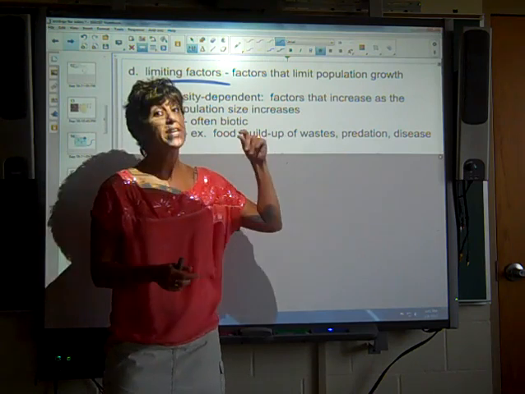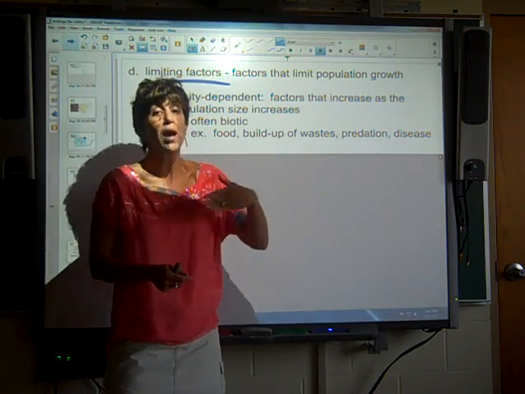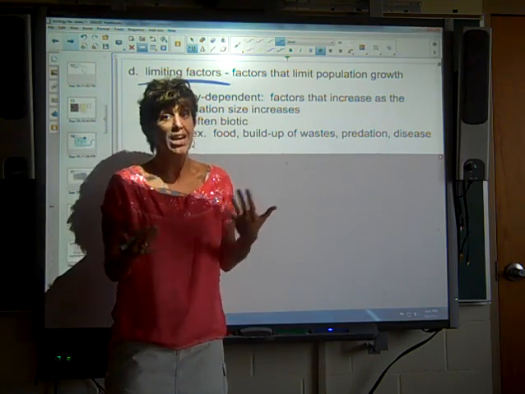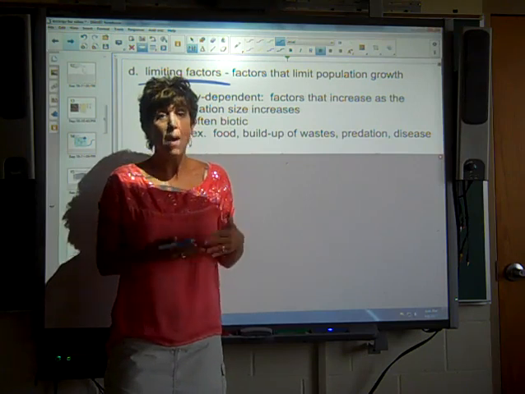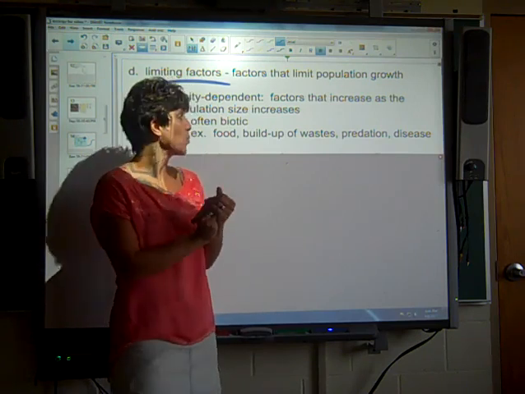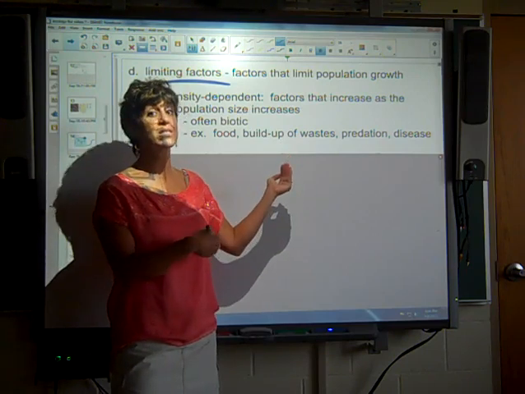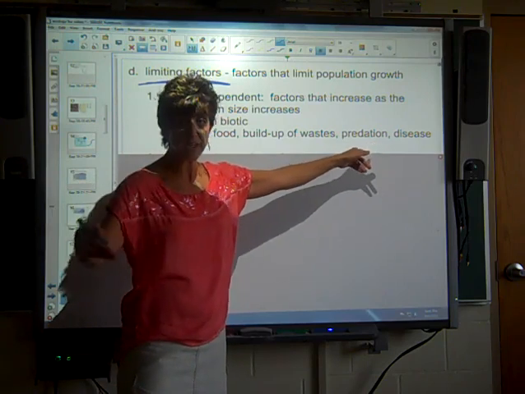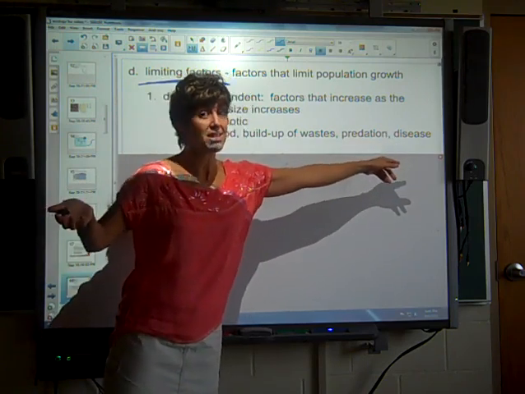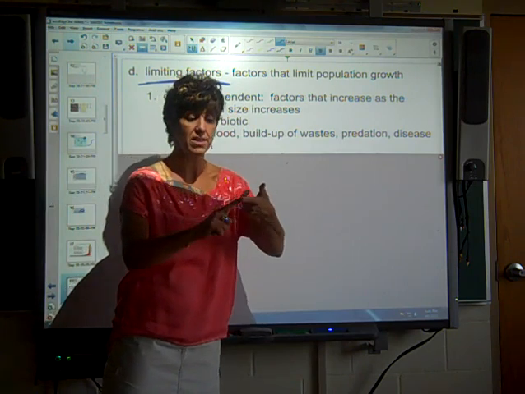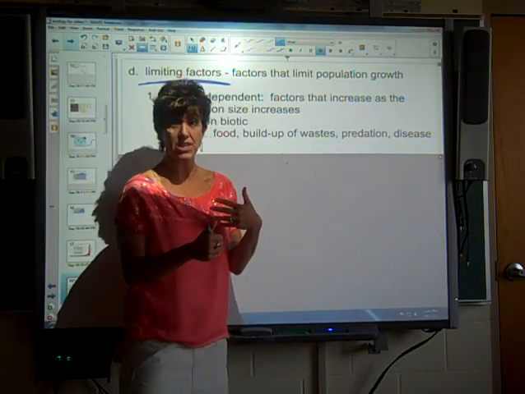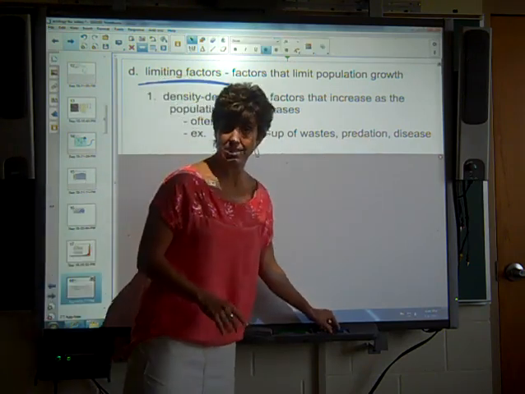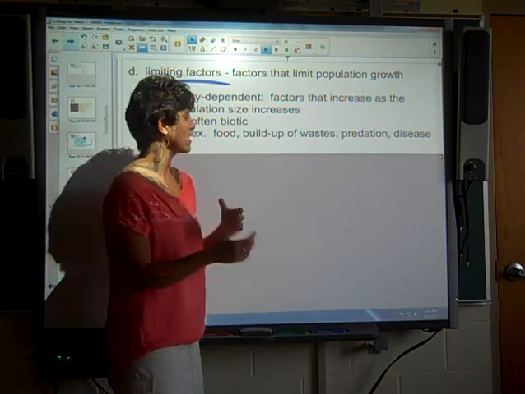So it definitely depends on the size of the population. Buildup of waste. We do not think of waste as being biotic, but it's coming from organisms. Waste that you release, urine that you release, is a nitrogenous waste and it's toxic. Ammonia is the base of all nitrogenous waste. So because it's coming from an organism and from a metabolic process, it's considered biotic. Predation, how many predators are there out there? Disease is alive. It's usually a virus, a bacteria, or a fungus that is infecting your body. So those factors are limiting how many organisms can survive, and it definitely depends on the size of the population.